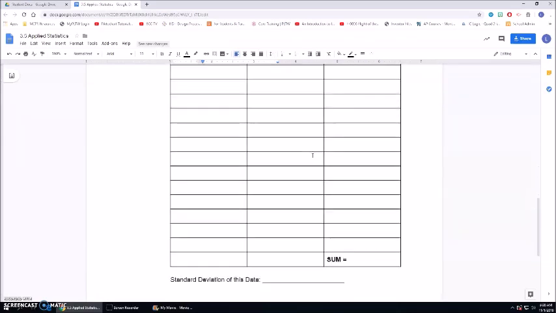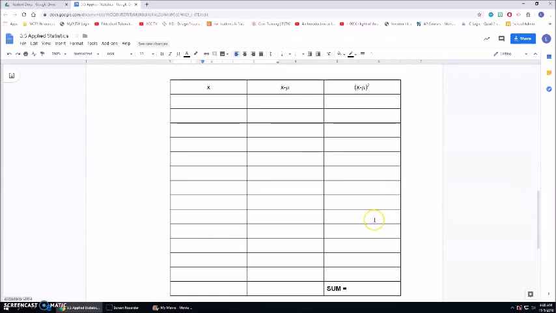And then this big table down here is to help you calculate standard deviation. You'll notice that in this table, there are 3 columns. We have an X column, we have an X minus mu, or mean, column, and then we have an X minus mu squared column. So basically we've taken the process for creating the standard deviation and we've broken it into pieces.